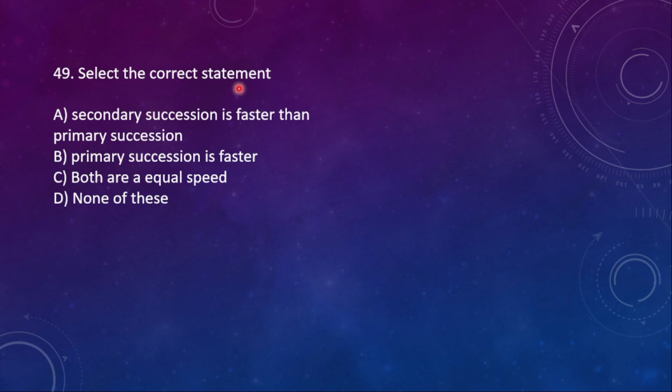49. Select the correct statement. A. Secondary succession is faster than primary. B. Primary is faster. C. Both are equal. D. None of these. Here the right option is A.